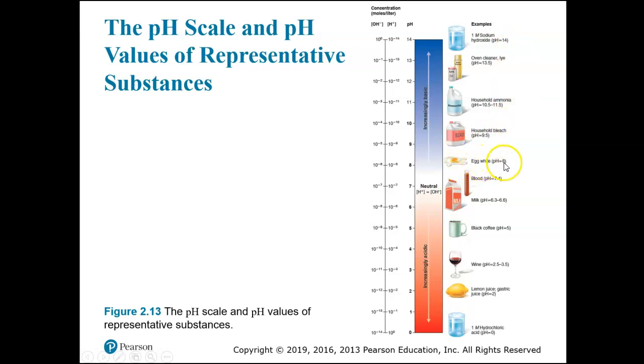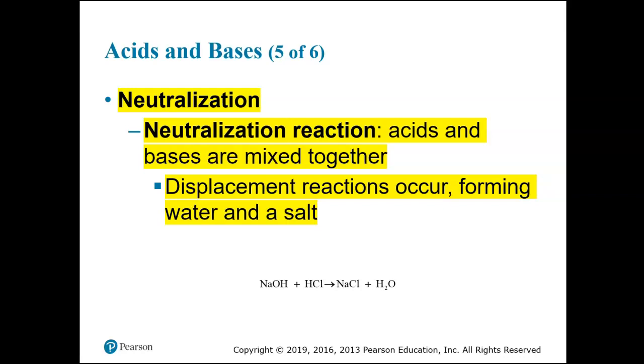Now, egg whites have a basic pH. Blood has a pH close to neutral, but it's slightly basic, 7.4. Milk is slightly acidic, but it's a weak acid, really close to neutral. Black coffee is pH 5, so coffee is slightly acidic too. Wine is a stronger acid. Lemon juice, fruit juice, and vinegar are stronger acids. And then hydrochloric acid or stomach acid is a strong acid.